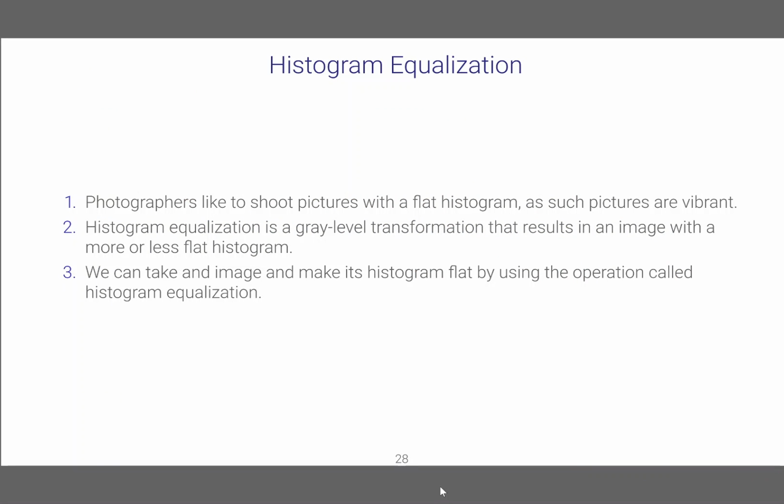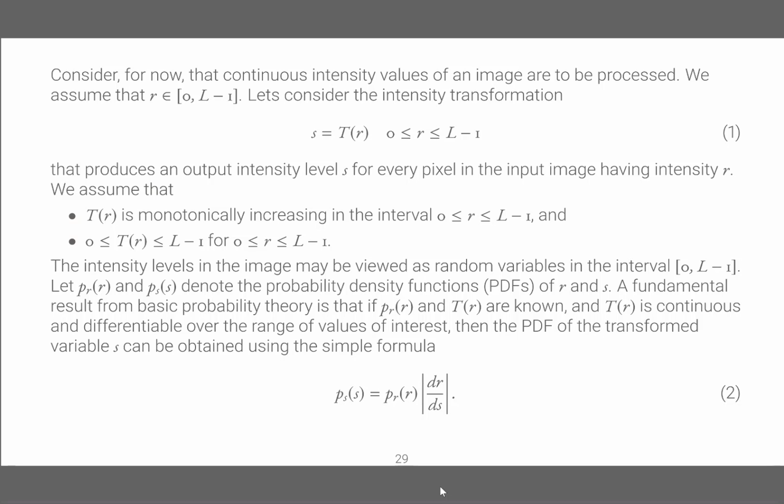Okay, to reiterate, photographers like to shoot pictures with a flat histogram, as such pictures are vibrant. Histogram equalization is a gray level transformation that results in an image with a more or less flat histogram. So if you could not do that in the camera, you would employ histogram equalization. We can take an image and make its histogram flat by using this operation. So let's go through a set of equations, understand how the histogram equalization operation generates a flat histogram, and then see how we can actually implement it.